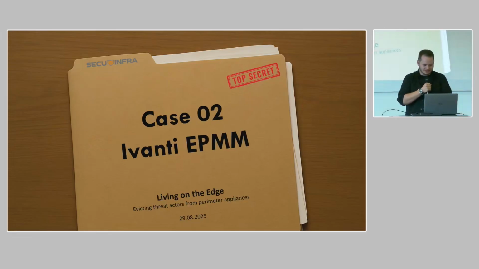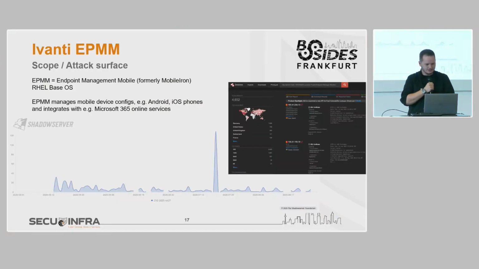Yeah. So on to case 2, the Ivanti EPMM. So what is Ivanti EPMM? It's short for Endpoint Management Mobile. It was formerly called MobileIron, if that maybe rings a bell for you. The appliance runs on a base operating system of Red Hat Enterprise Linux. And basically what EPMM does is it manages mobile device configurations on Android and iOS phones. And it also integrates with Microsoft 365 online services.